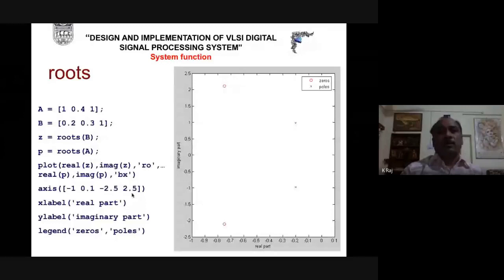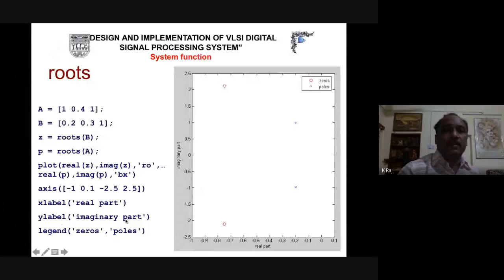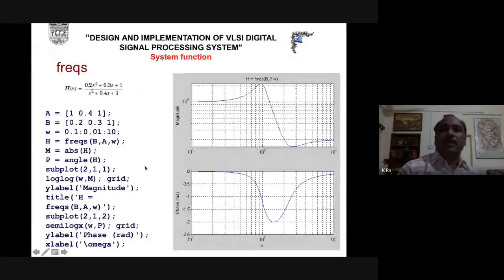So on the X label we have to write the real part, and on the Y label we have to write the imaginary part, and in the legend, one is the zero, and the second one is the pole, and the same has been done here. So by the roots command, just see, we are using only the roots command in order to get the pole-zero plot, and in the previous slide we were using only S in order to get the amplitude and the phase response plot.